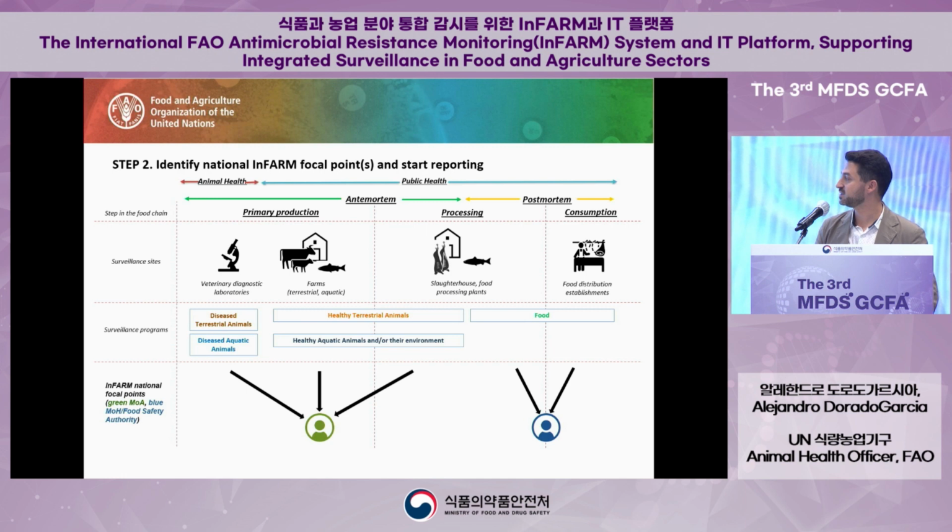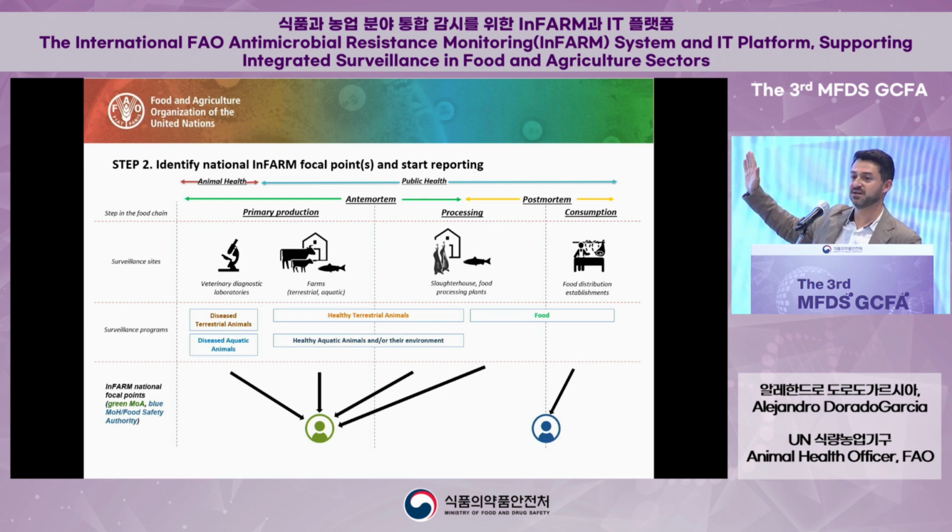Through the pilot phase, we identified that sometimes we have one focal point covering all the antemortem phase, so covering all the live animals programs coming from the Ministry of Agriculture. This focal point is responsible for submitting information from diseased animals, but also from healthy animals. And then one coming from the food side, coming from Ministry of Health, in many cases, or food safety authorities. This is one scenario, but we also have other scenarios in which Ministry of Agriculture is responsible for everything that happens until consumption. Then consumption is just under Ministry of Health in some countries, and they can report data, for example, passive surveillance in foodborne outbreaks. This might be something that they can also report on the platform in Salmonella and Campylobacter, for example.